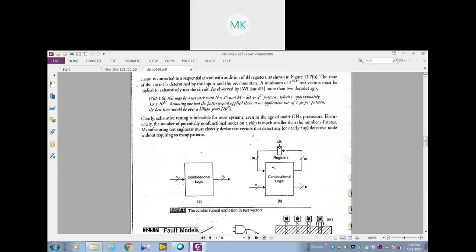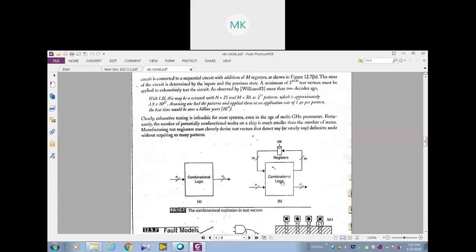Now this example indicates that if I take a sequential circuit with n inputs and m registers, 2 to the power of 75 patterns must be generated to check this circuit, that is equal to 3.8 times 10 to the power of 22. If I take 1 microsecond per pattern, the best time is over a billion years. I need to spend a billion years to check this circuit, and it is not practical.